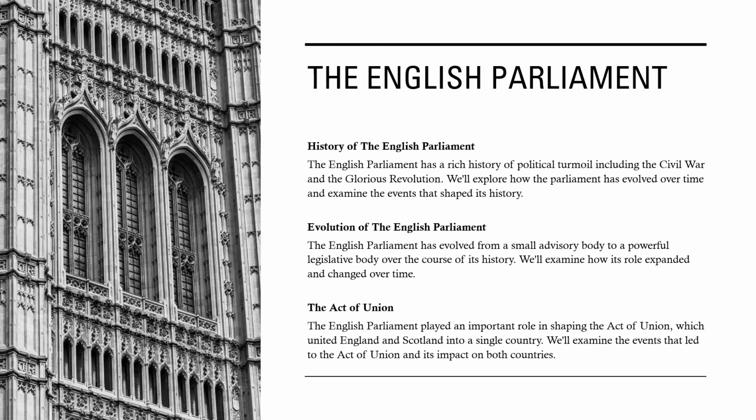The English Parliament. History of the English Parliament. The English Parliament has a rich history of political turmoil, including the Civil War and the Glorious Revolution. We'll explore how the Parliament has evolved over time and examine the events that shaped its history. Evolution of the English Parliament. The English Parliament has evolved from a small advisory body to a powerful legislative body over the course of its history. We'll examine how its role expanded and changed over time.